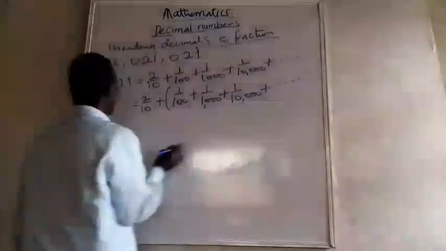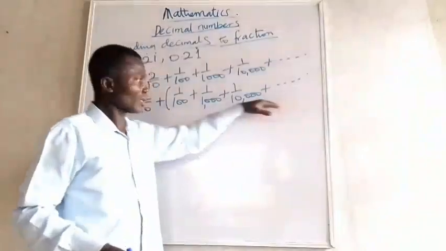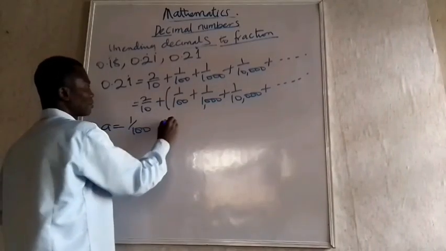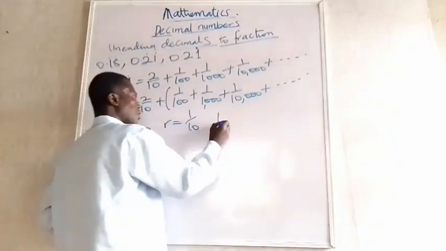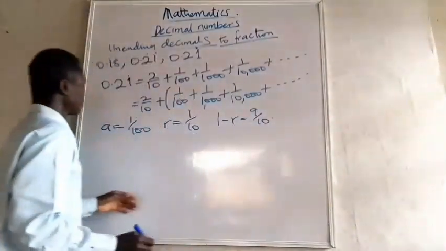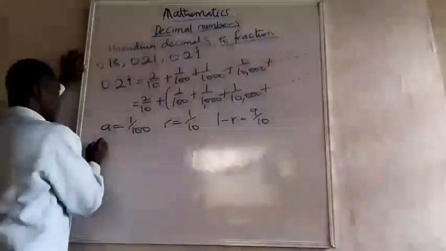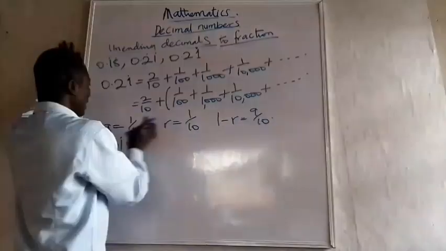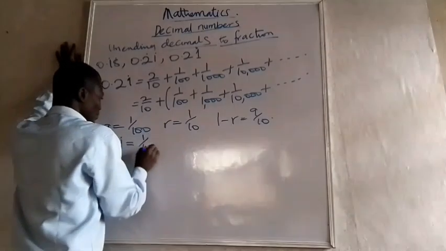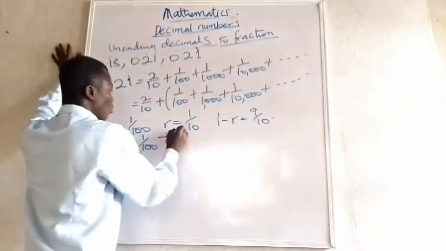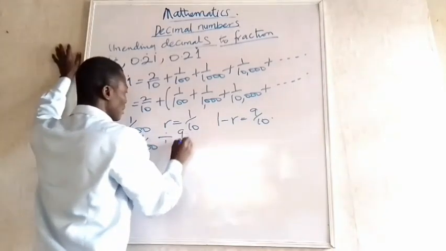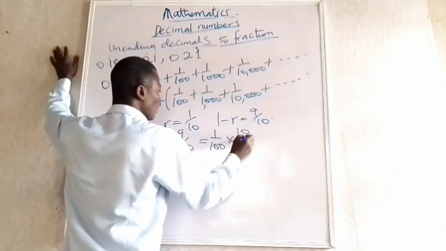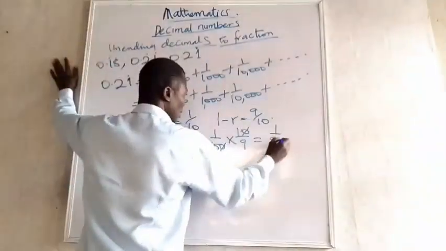So let me now undo this. So what to handle now is this part. Looking at it, A from this series is going to be equal to 1 over 100. R is equal to 1 over 10. 1 minus R is equal to 9 over 10. So this one now gives me, it means that 0.01, that's the part that is recurring, is going to be 1 over 100 divided by 1 minus R, that is 9 over 10. So it's going to give me 1 over 100 times 10 over 9. And that gives me 1 over 90.